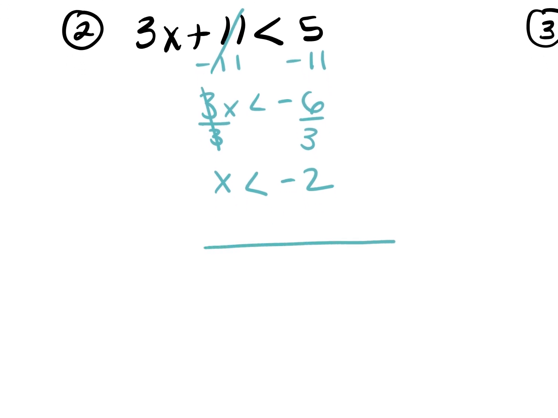So let's put this on a number line. So I have 0 here. -2 would be to the left. At -2, we put an open or closed circle? Open circle, because it's just a less than sign. Which direction am I going to shade? To the left. This arrow is pointing in the left direction. So we're going to shade to the left.